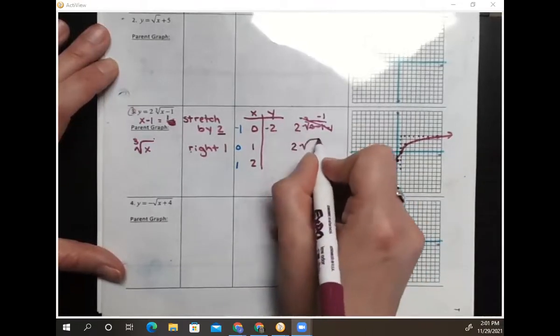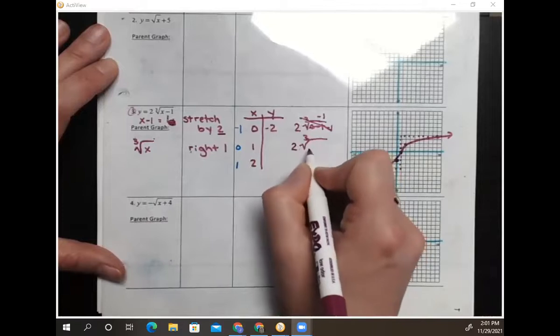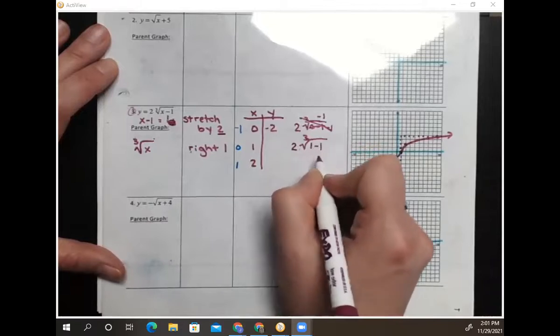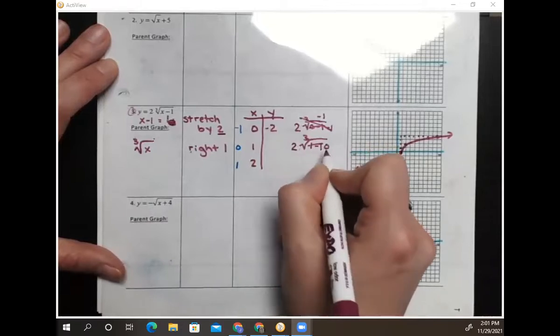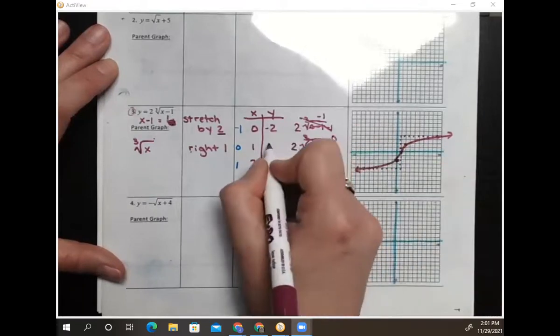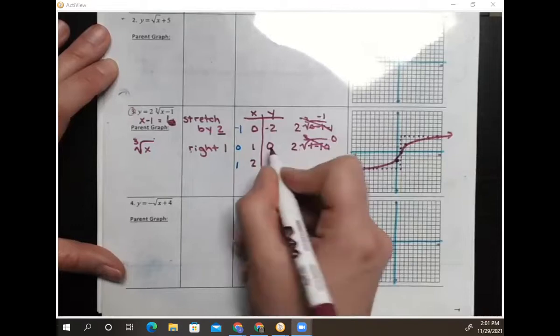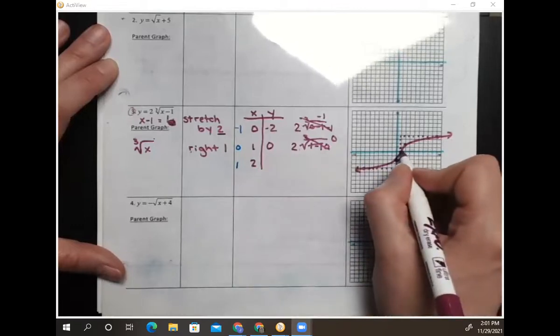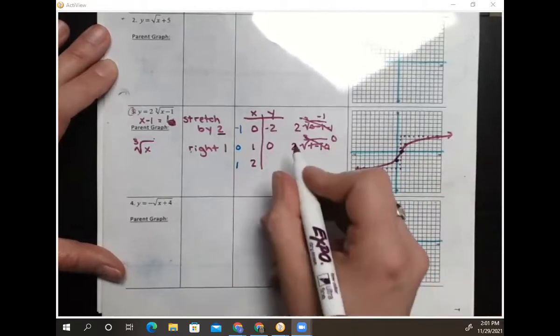And then 2 times the cube root of 1 minus 1. 1 minus 1 is 0. The cube root of 0 is 0. 2 times 0 is 0. So I should have the point 1 comma 0 on my graph. 1 comma 0 right there.